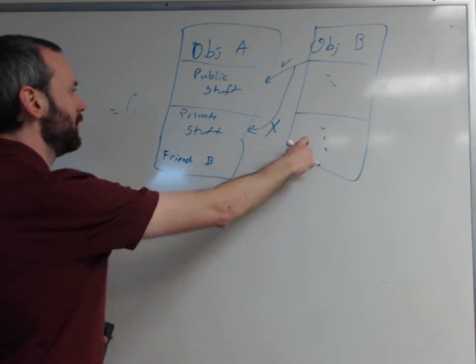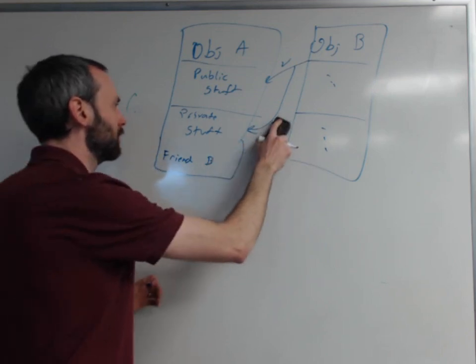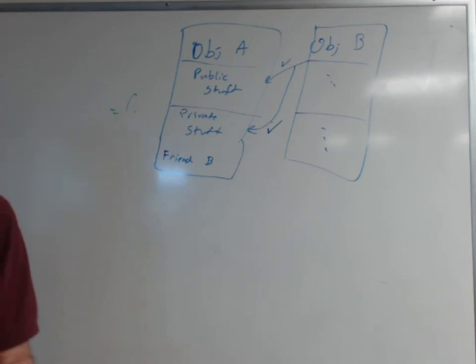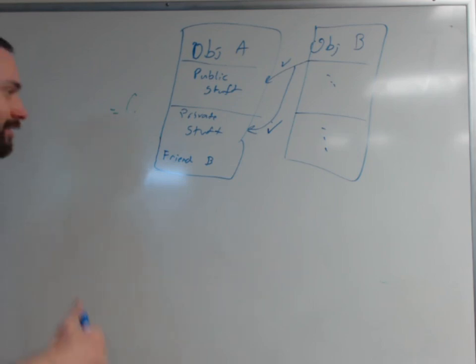Friend B. Once you declare B to be a friend, this is now okay. All right? Why is this bad? Yeah, so B can now modify any part of A. So what does that mean? In C++, friends are bad. Friends are bad. Everyone got that? All right, good.